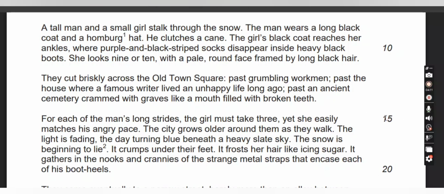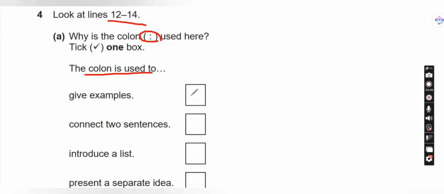Lines 11, 12, 13, 14. Okay, these three lines. Where is the colon? It's here. Yeah, this one. So, the cut prickle across all the town square, past semicolon, past the house where a family lived, semicolon, past an ancient. Okay, so this colon presents what? Introduces a list. Done. Listing.